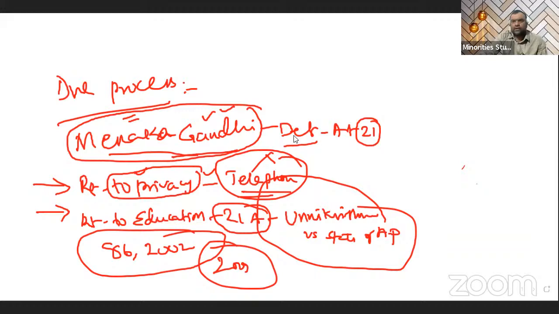I completed Article 20. 20 means, I told you in the beginning, no ex post facto legislation, no double jeopardy, no testimonial compulsion. No ex post facto legislation means no backdated laws. No double jeopardy means no double punishments. No testimonial compulsion means one should not forcibly collect a witness or forcibly ask somebody to be a witness. This is Article 20.